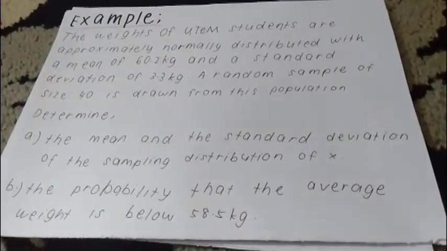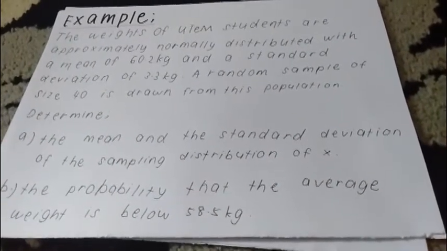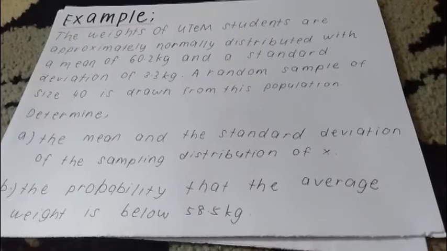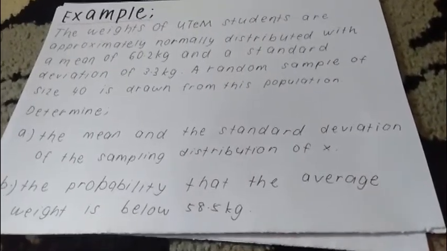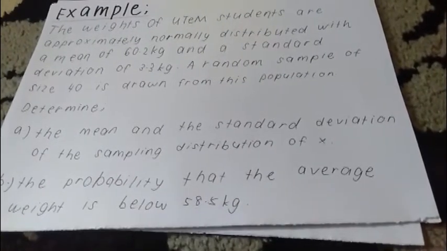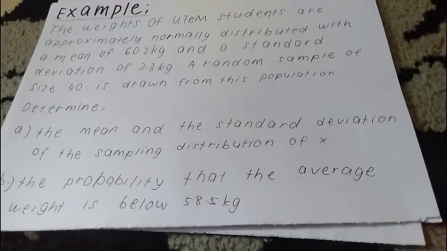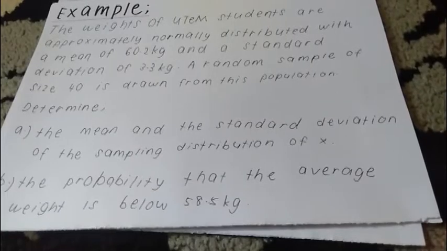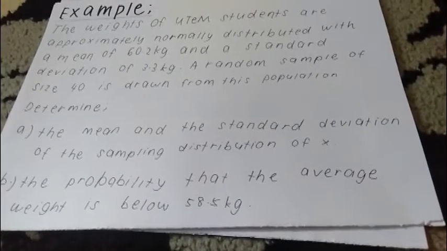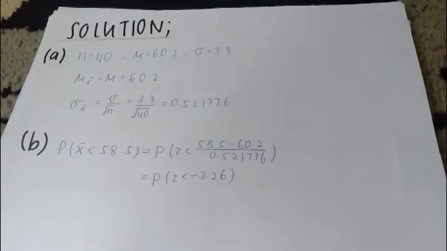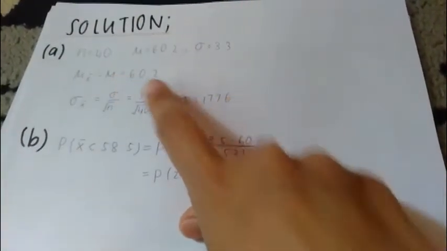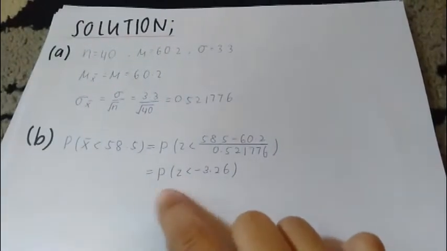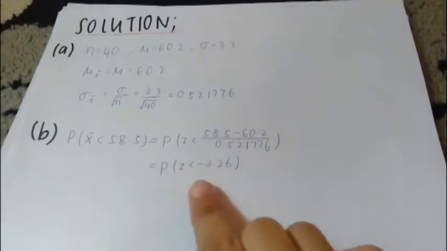For example, the weights of UTM students are approximately normally distributed with a mean of 60.2 kg and a standard deviation of 3.3 kg. A random sample of size 40 is drawn from this population. Determine the mean and the standard deviation of the sampling distribution of x bar, and the probability that the average weight is below 58.5 kg. Solution: just insert into the formula to get the standard deviation, and this is the mean, and then we insert into the formula to get the z value.